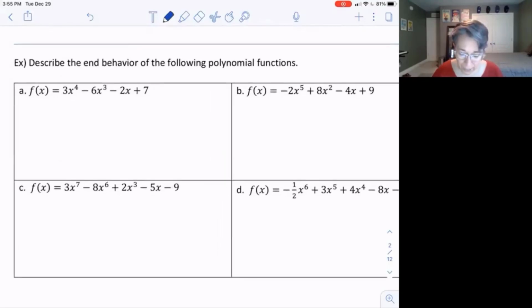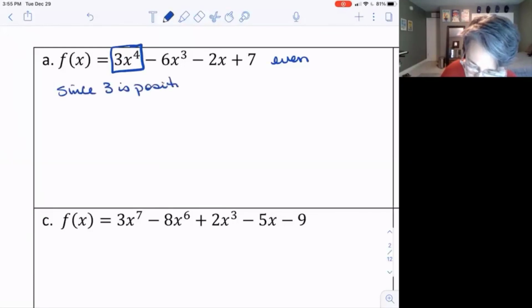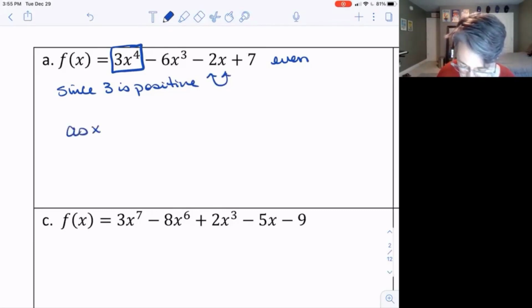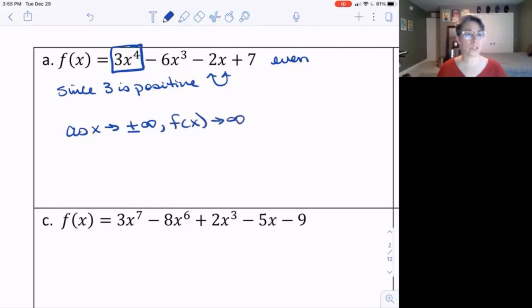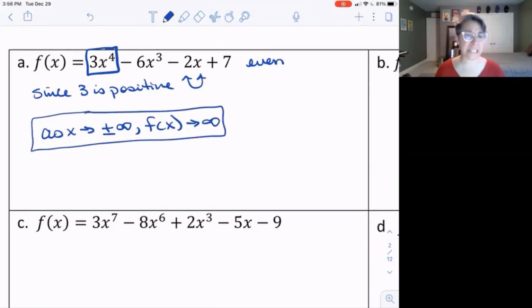So on A, notice we're going to look at our first term. This is an even degree polynomial, and since 3 is positive, that means it's going to open up like a parabola. So here is our answer. As x approaches positive or negative infinity, our function value is going towards positive infinity. In other words, it's increasing, going up. So this is actually the answer. Everything else just kind of helps us get that answer.